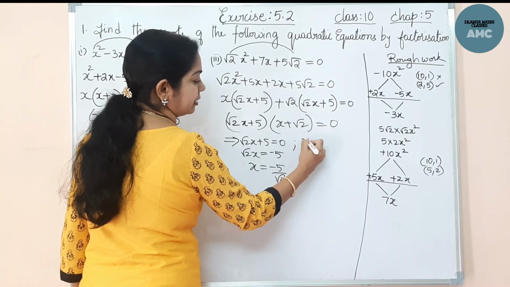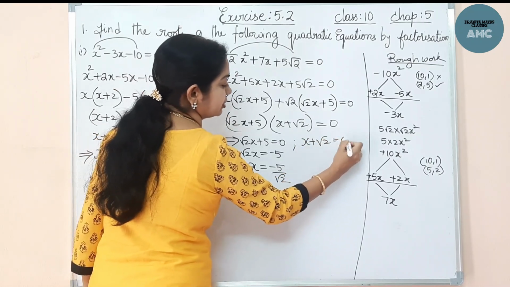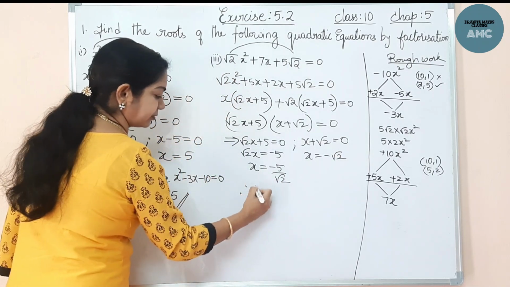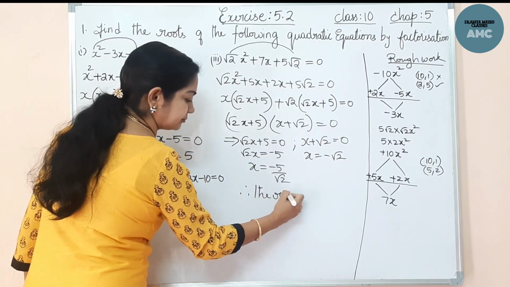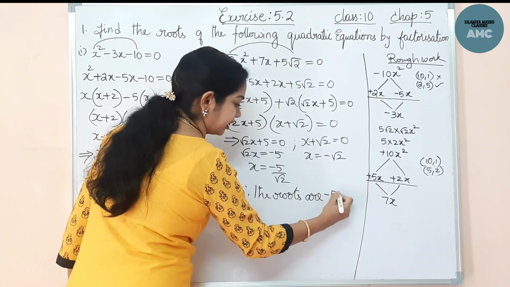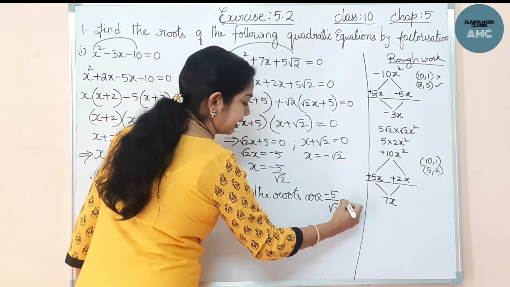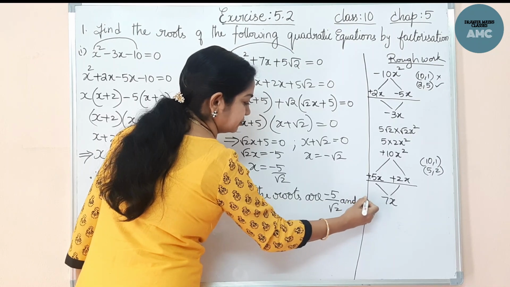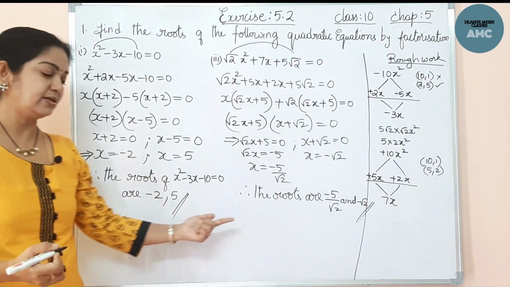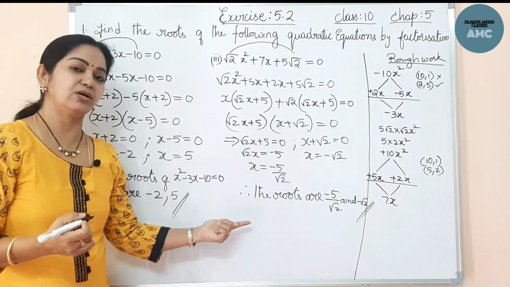Now the second one, x plus root 2 equals 0. x is equal to simply minus root 2. Therefore, the roots of the quadratic equation are minus 5 by root 2 and minus root 2. So, in this way, we can factorize the middle terms. Now, pause the video and quickly copy down.